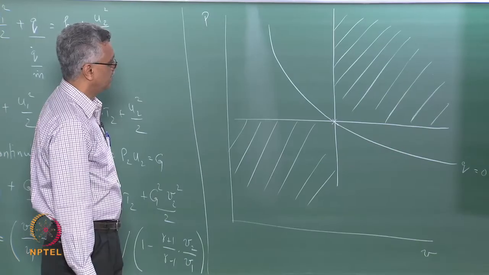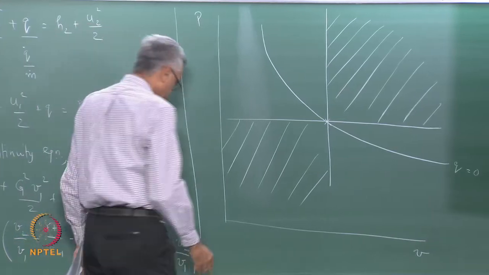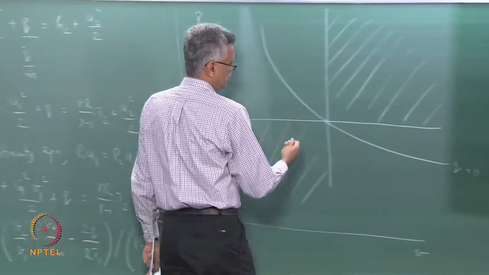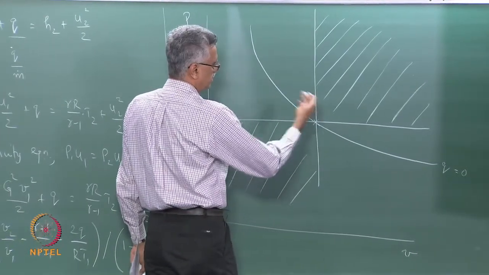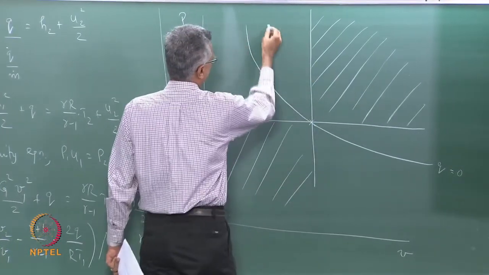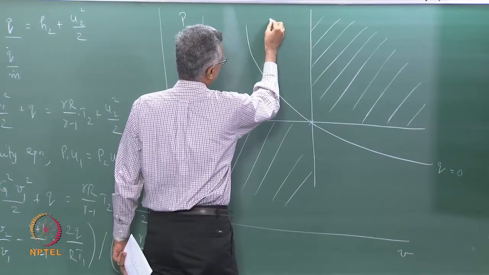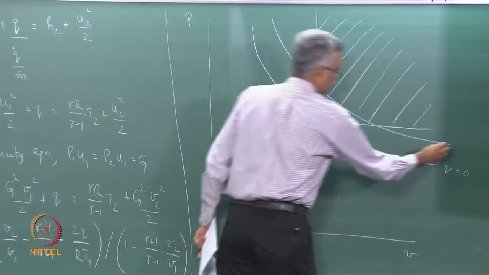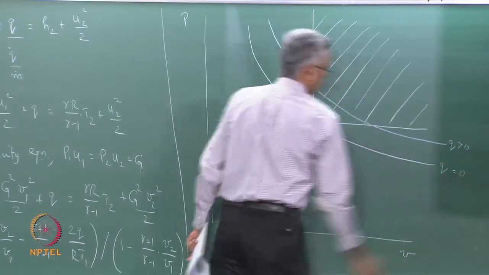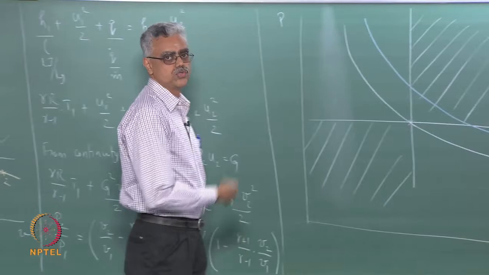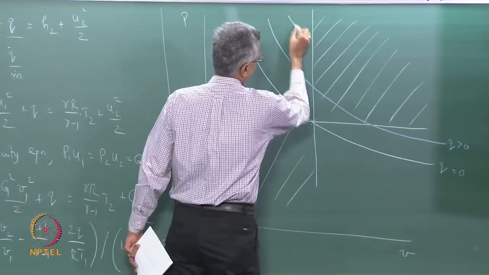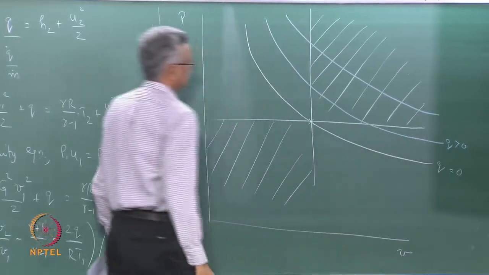Any non-zero value of Q will give me a new curve which looks like this. If Q is positive and non-zero, then the curve gets shifted by an amount like this. So, the new curve would look like this. This is Q greater than 0. If I add more heat, then the Q line will move up even more, like that.